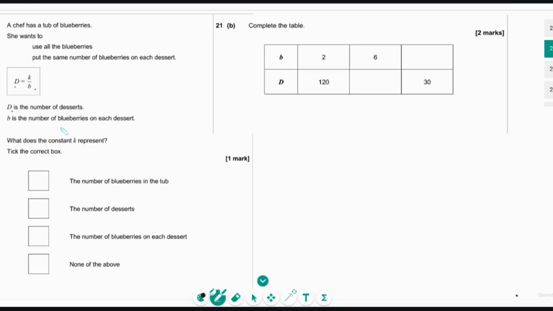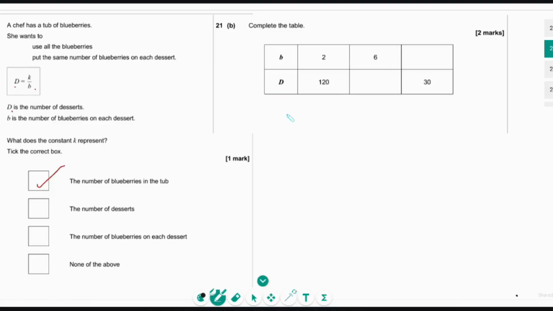What does a K represent? It says first option, the number of blueberries in the tub. Because if you think about it, the number of blueberries in the tub divided by the number of blueberries on each dessert will give you the number of desserts.